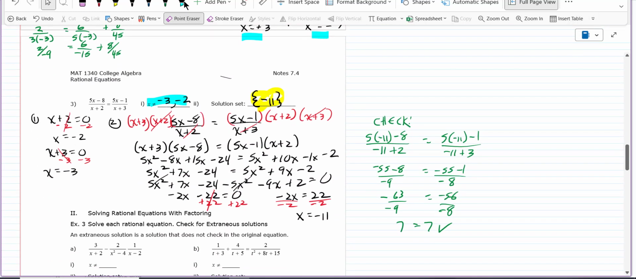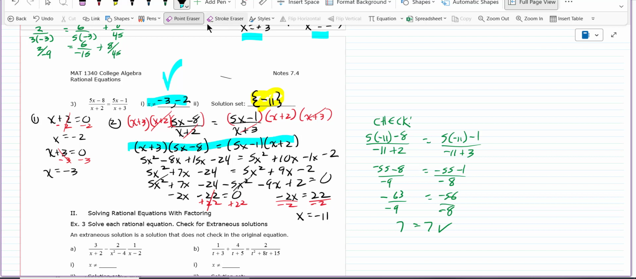Okay, next page. You should have got the solution set -11. x cannot be -3 and -2. So you're going to set each denominator equal to 0 to find what the denominators cannot be. And with this one, really what you have to do is multiply both sides of the equation by x plus 3 and x plus 2. That way it'll get rid of both denominators. Then you end up with this. This is the equation you end up with.